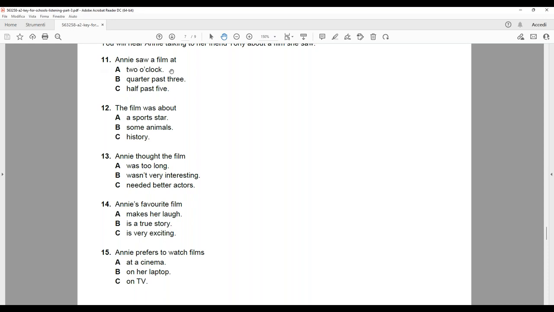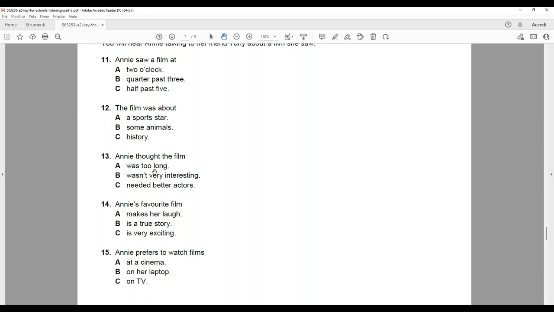Okay, so Annie saw a film at 2 o'clock, 3:15, 5:30. Alle 2 in punto, alle 3:15. Half is metà orologio, and quarter is un quarto d'orologio, quindi 15 minuti, 30 minuti. E 3:15, un quarto dopo le 3, la metà dopo le 5, saranno le 5:30. The film was about a sports star, una star, diciamo, del mondo dello sport, alcuni animali o storia.